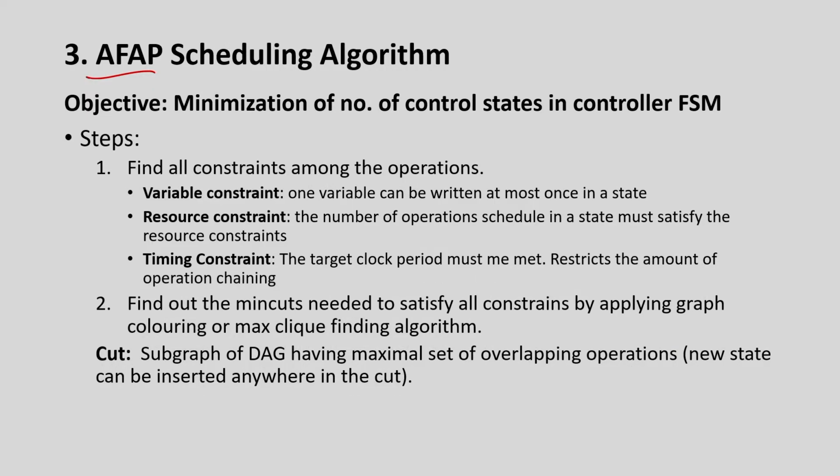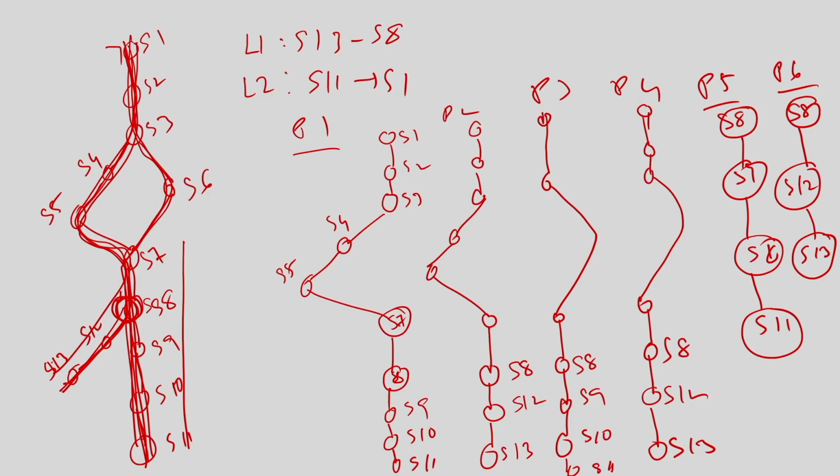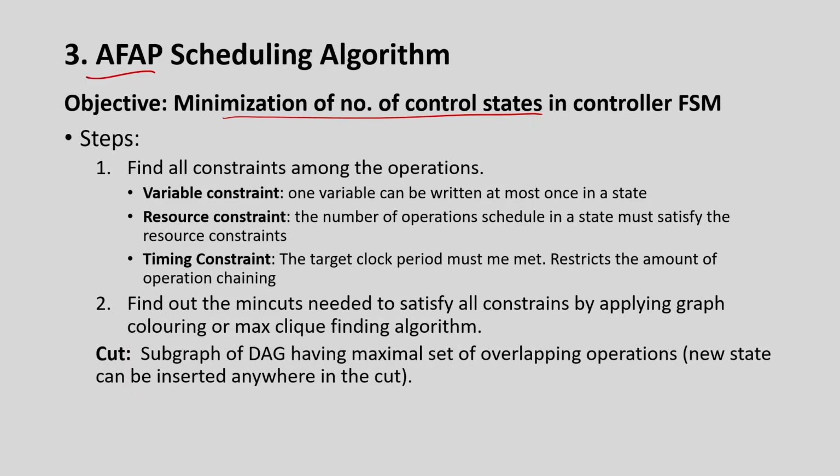Okay. The first thing is, obviously the objective is minimization of the number of control states overall, and specifically here we apply operation chaining. If you think about force directed scheduling or list scheduling, operation chaining is not considered and adapting operation chaining there is a little bit difficult, because I do not know how many operations can be chained, right. So, that is the first reason.